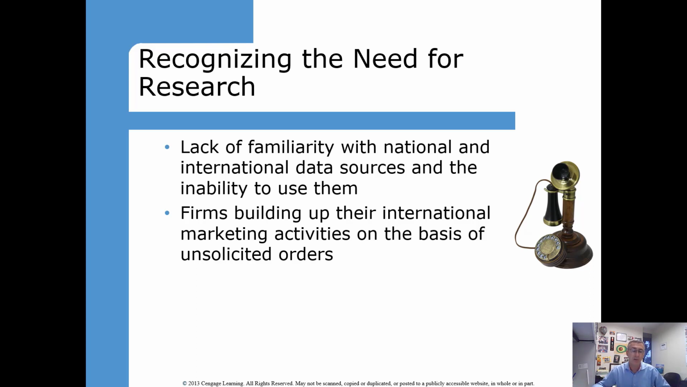I have a phone there because if you think about this graphic, a lot of companies started their international footprint that way. It started kind of as a reaction to a need, because they literally got a phone call from outside the US. Someone overseas called them.